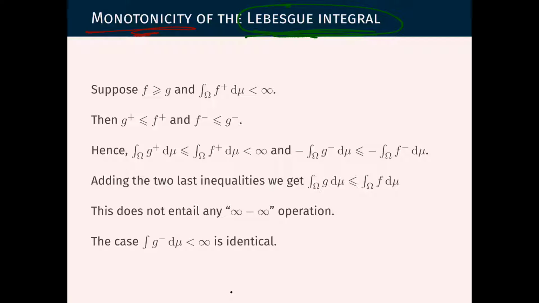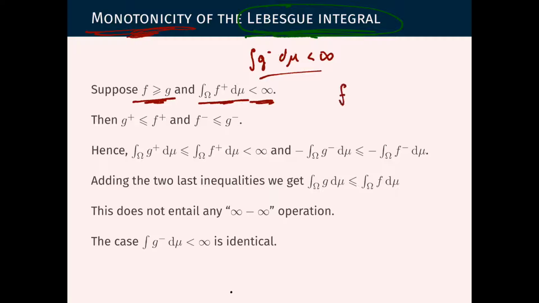That will be the simplest case. If a function is always above another function, extended Borel functions, we can suppose that the positive part of f has a finite integral, because otherwise, or if the negative part of g has a finite integral, because if neither of these two hold, then the conclusion of the monotonicity property is trivial. There is nothing to prove.